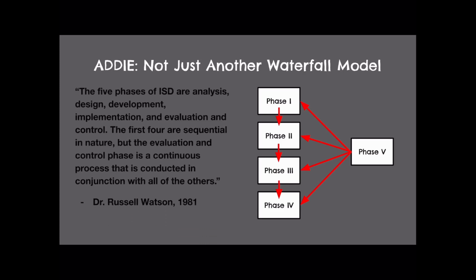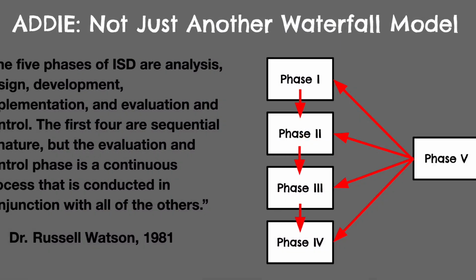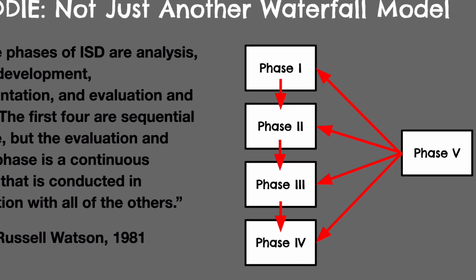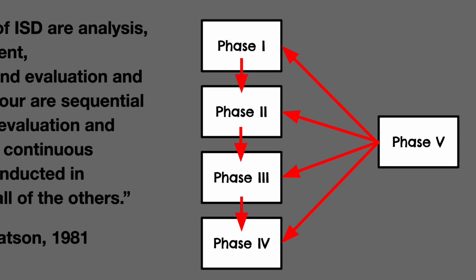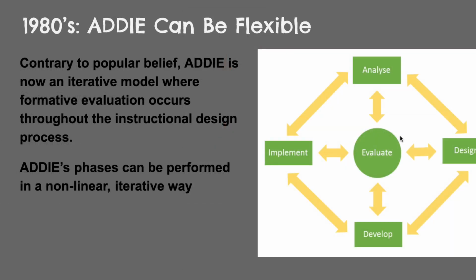ADDIE is not just another waterfall model. Dr. Russell Watson said, "The 5 phases of ISD are analysis, design, development, implementation, and evaluation and control. The first four are sequential in nature, but the evaluation and control phase is a continuous process that is conducted in conjunction with all of the others." The 1980s proved that ADDIE can be flexible. Contrary to popular belief, ADDIE is now an iterative model where formative evaluation occurs throughout the instructional design process. ADDIE's phases can be performed in a nonlinear, iterative way.